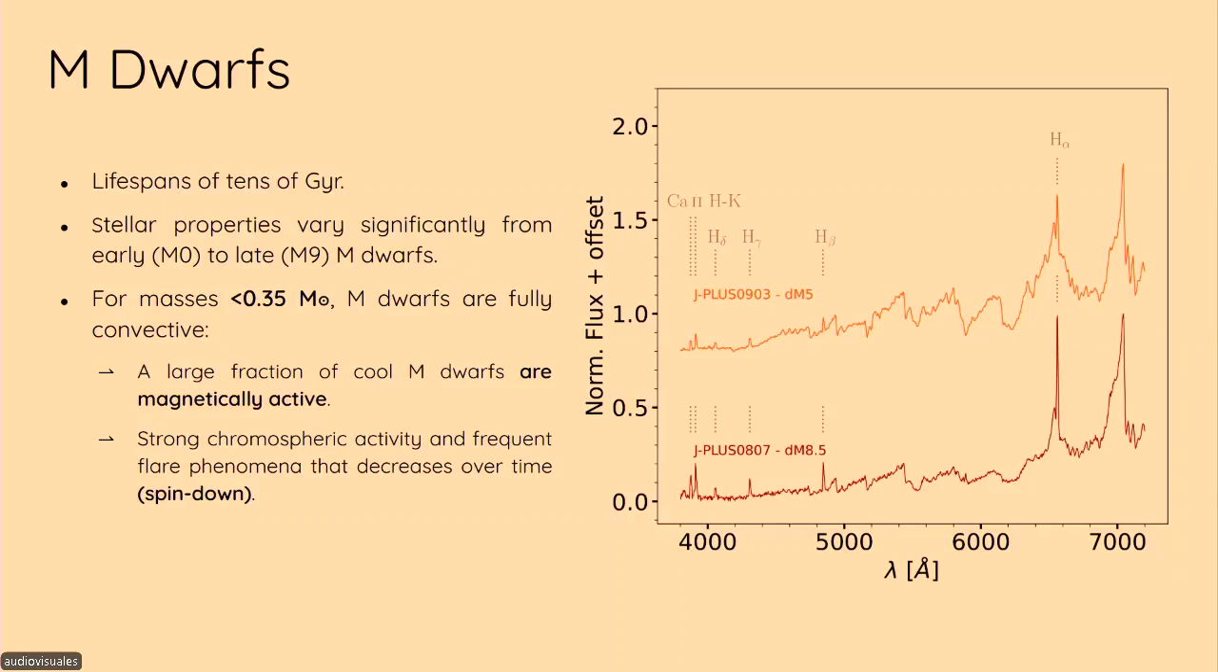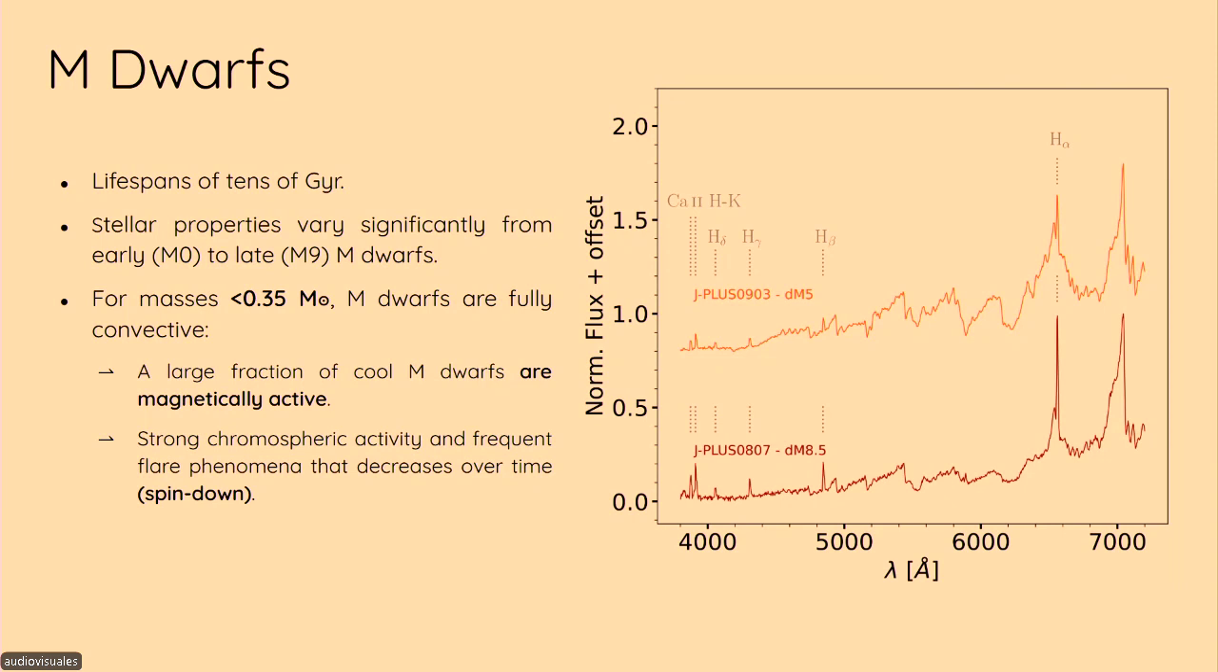And they are very interesting because, in comparison to other stellar types, in M dwarfs the stellar properties change significantly from earlier types, starting from M0, to later types, finishing with M9. And the most significant of these changes is that for masses below 0.35 solar masses, which is equivalent to a spectral type of M3 or M4, M dwarfs become fully convective.